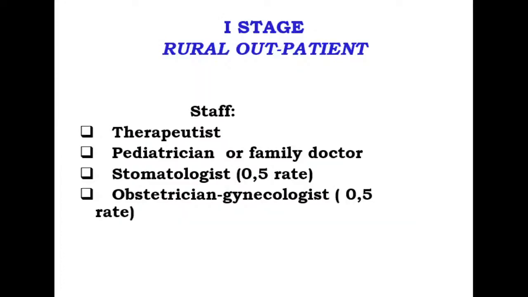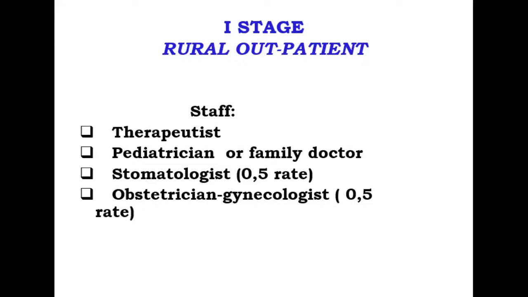If we talk about rural outpatient service, in our day there are two types of outpatient service: the rural local polyclinic or the family medicine polyclinic. They differ a little in staff. If you organize a rural outpatient medical organization, a therapeutist, pediatrician, stomatologist, and obstetrician-gynecologist work in the establishment. But with a family doctor, the pediatrician and therapeutist are absent, because the family doctor's function combines the functions of therapeutist and pediatrician.